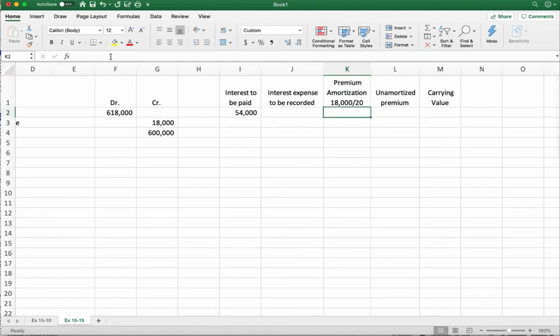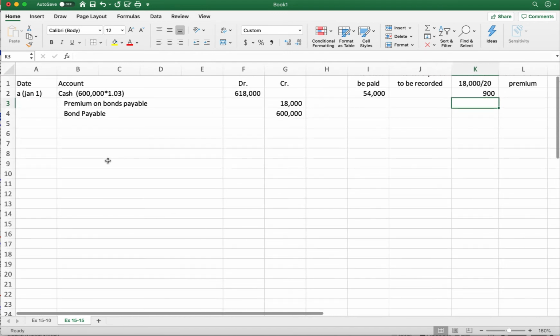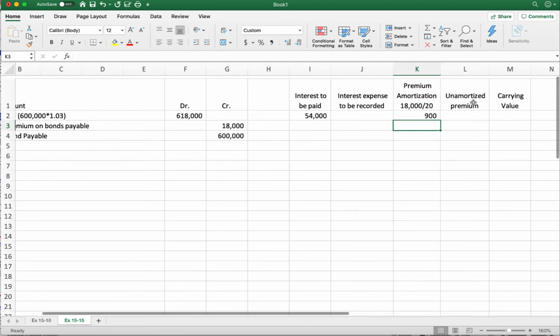Okay? So if I do that, I see that each time I have an interest expense or whatever, I need to amortize that bond, right? So if I take 18,000 divided by 20, I get $900. So each time I do my interest, or accrue my interest, I need to factor in this amortization, okay?